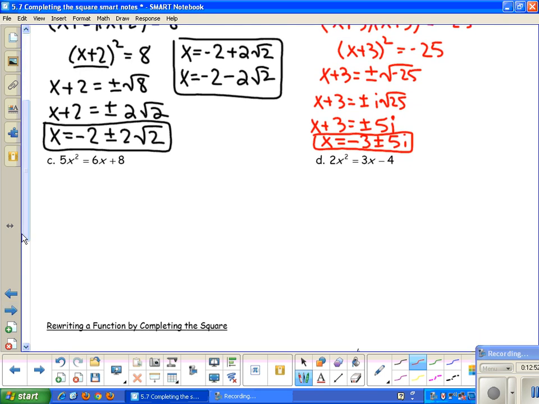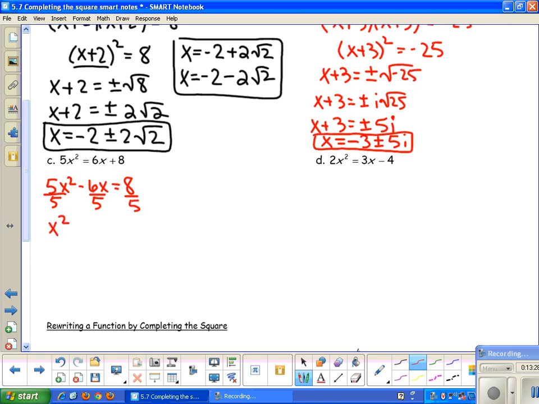Now for this next problem that we have for C, again, I would want to get everything together. If I try to factor this equation, it's not going to factor, so that means I have to complete the square. So I want to take that linear term to the other side. So I have 5x squared minus 6x equals 8. Now remember, we said that you can only complete the square when your leading coefficient is 1. Right now our leading coefficient is not 1, it's 5, so that means I have to divide each of these terms by 5 in order to complete the square.